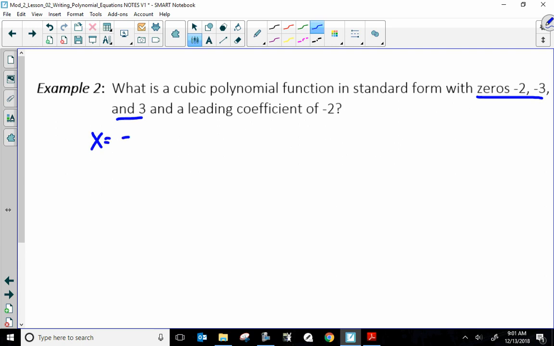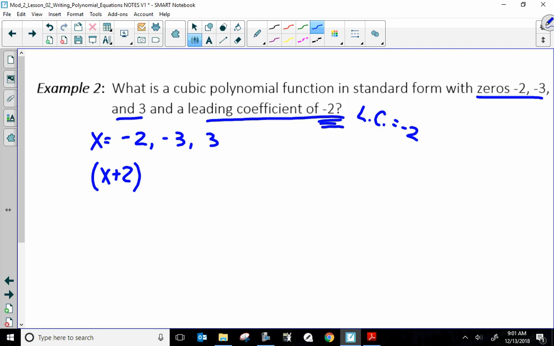All right, we have the zeros, negative 2, negative 3, and positive 3. So x equals negative 2, negative 3, and positive 3. And a lead coefficient of negative 2. I'm just going to put lead coefficient is negative 2. You don't have to write that. It's just there for me. These should come from the factors x plus 2, x plus 3, and x minus 3.